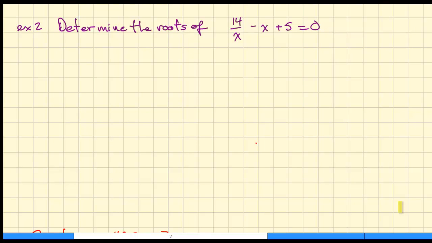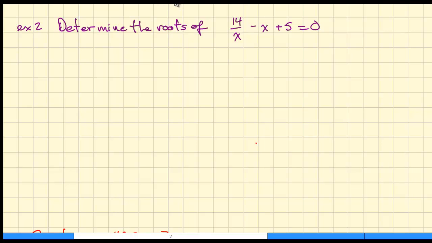So here's the next one. We're going to determine the roots of 14 over x minus x plus 5 is equal to 0. And this, I'm telling you, will be exactly the same as what we just did. Set it to 0, we're done. Factor anything that needs to be factored, we're done.